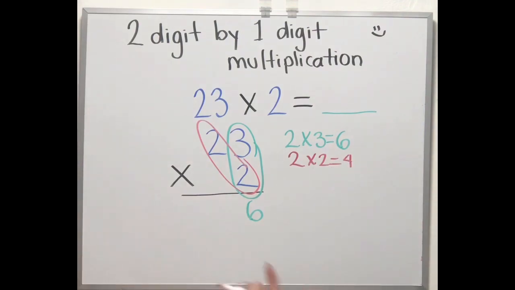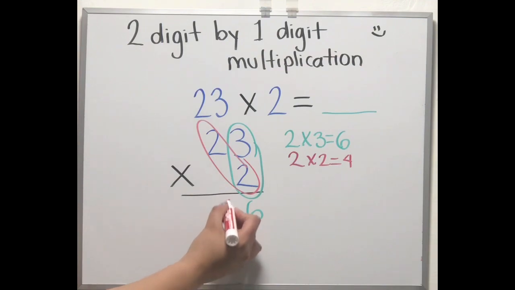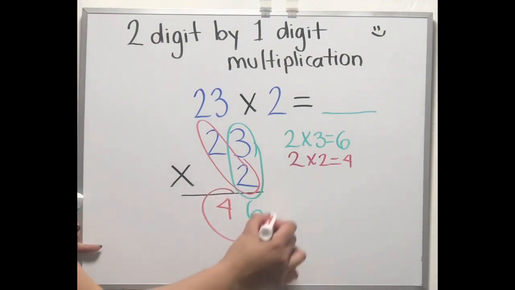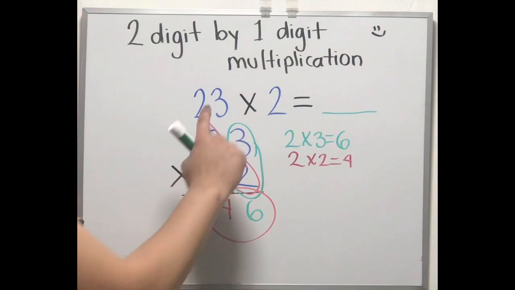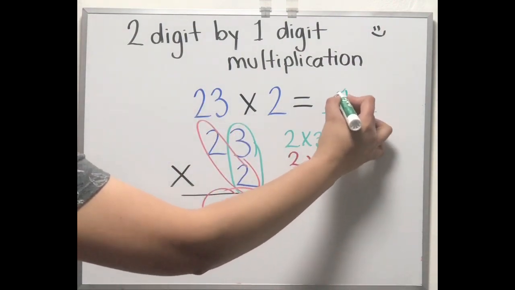Then we go ahead and put the 4 under the tens place. And I have right here my product. Okay, remember the answer, we don't call it answer anymore, we call it product. So 23 times 2 is equal to 46.